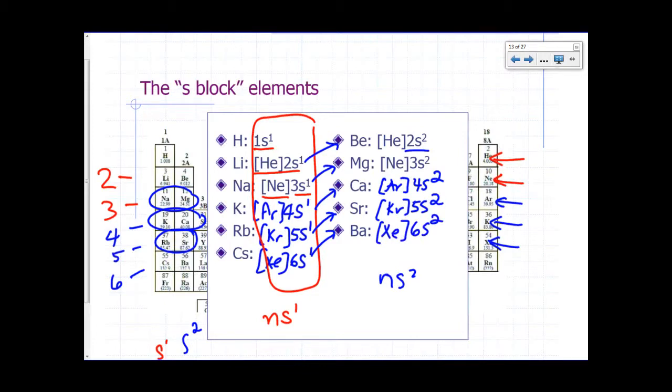So that's what they all have in common. And that's why these elements right here are known as the s block elements.